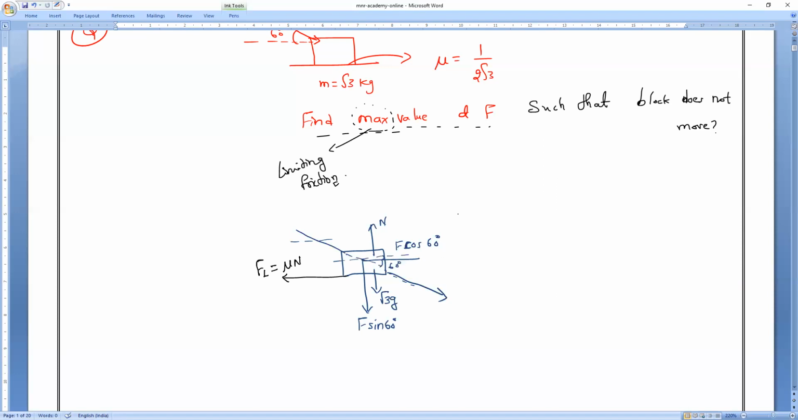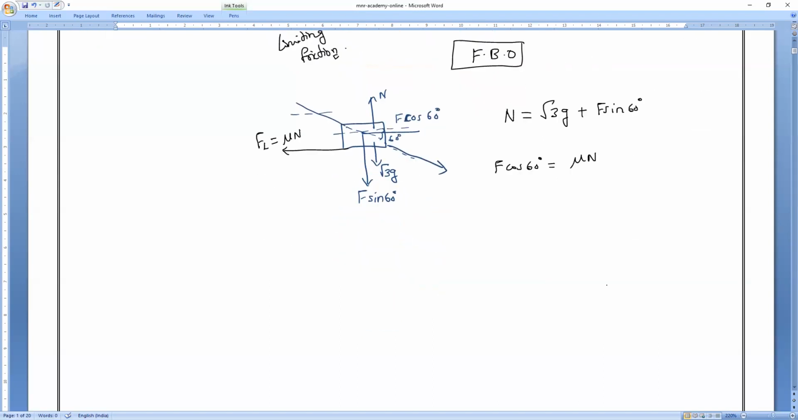From this free body diagram, do you all understand it? The normal is equal to two forces acting: one is √3g plus F sin 60. Next, from the second one, F cos 60 is equal to mu N. Am I right or wrong? Everybody clear?